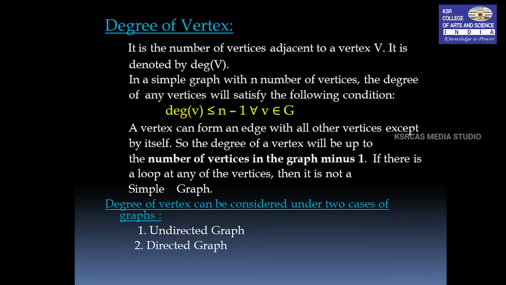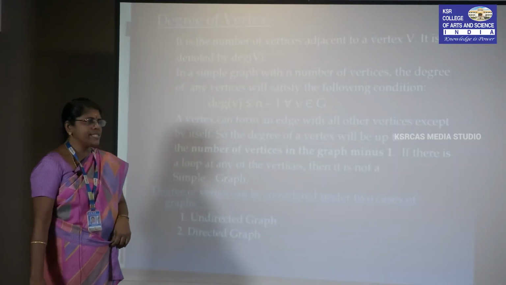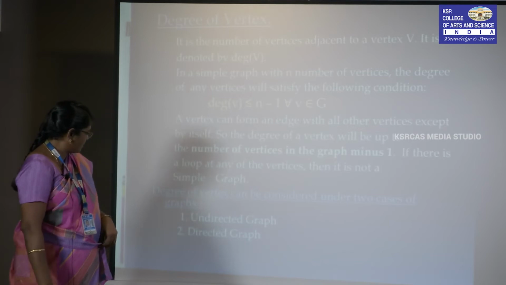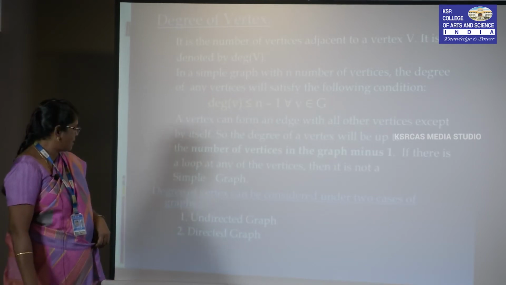The degree of a vertex can be considered under 2 cases. First case, undirected graph, and second one, directed graph. A directed graph means a graph in which each edge is represented with a direction. Otherwise it is called an undirected graph.